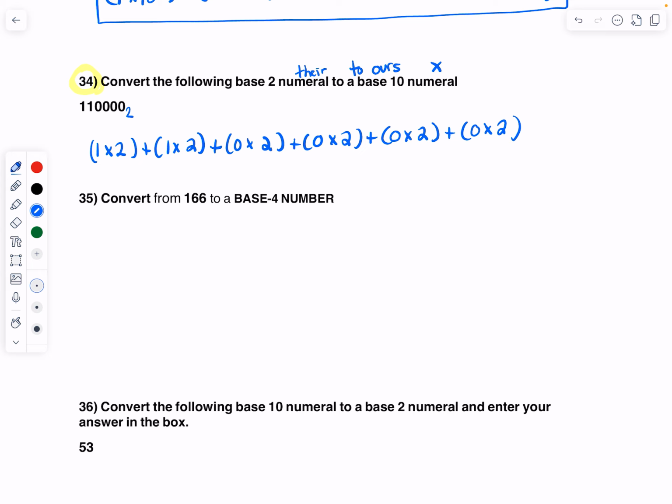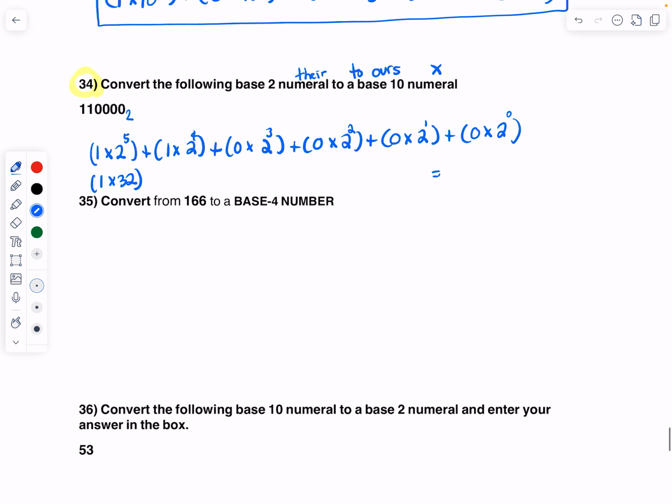Okay, now I start at the back. I go 2 to the 0, 2 to the first, 2 to the second, 2 to the third, 2 to the fourth, and 2 to the fifth. So now I'm going to multiply this all out. So this becomes 1 times 2 to the fifth. 2 to the fifth is 32. All right, I'm going to put this over here.